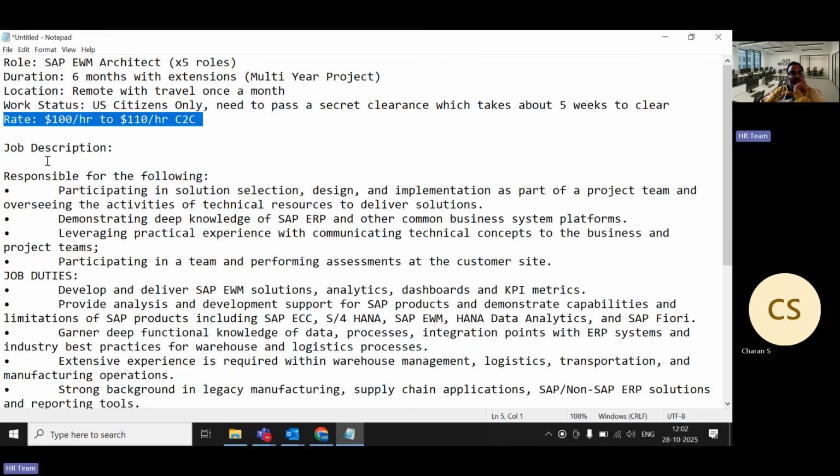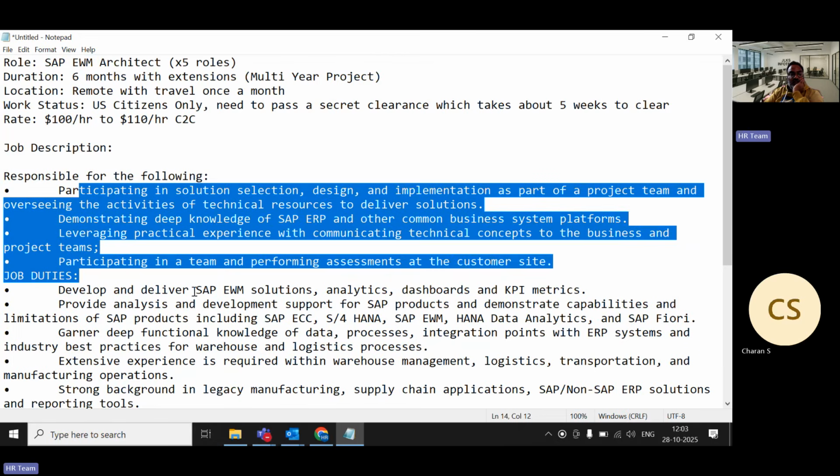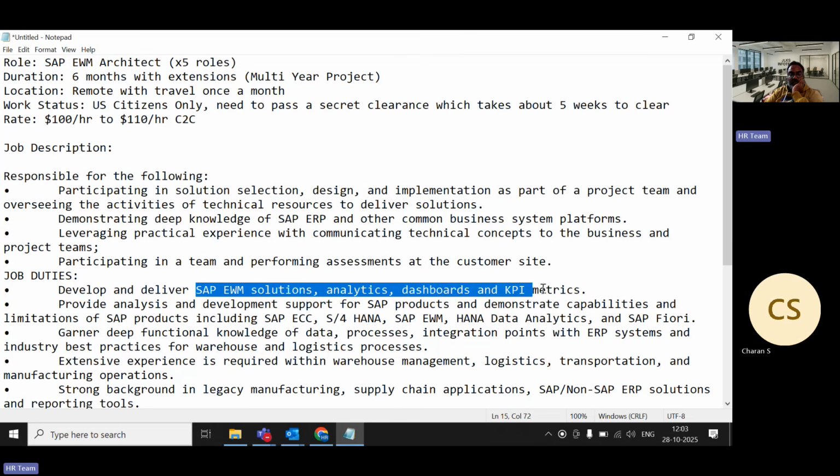Now coming back to the job roles and responsibilities, these are the common responsibilities of an EWM architect. Nothing special here. They're talking about EWM solution analytics, dashboards, and KPI metrics. When they talk about dashboards, you may need experience integrating several dashboarding tools, with minimum experience in tools like Power BI, QlikView, and SAC, and some integration knowledge.